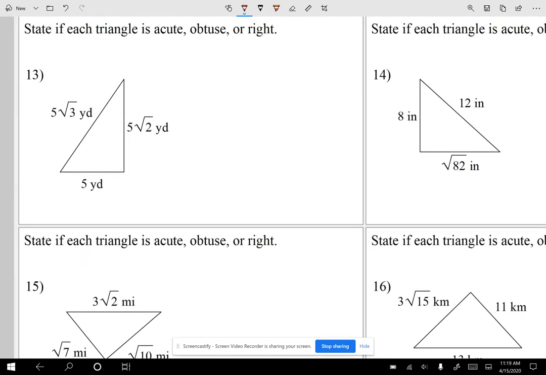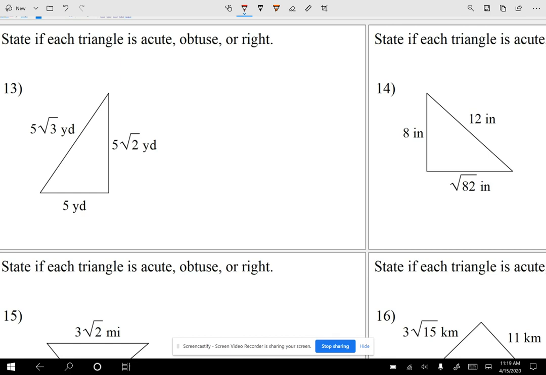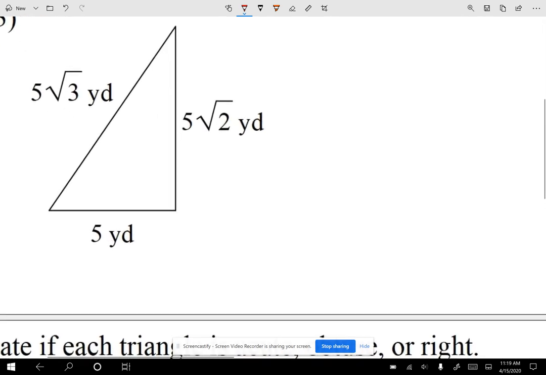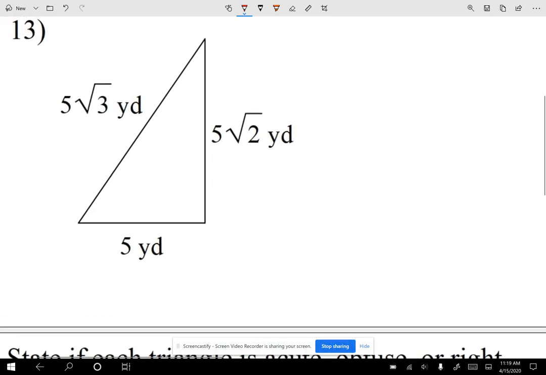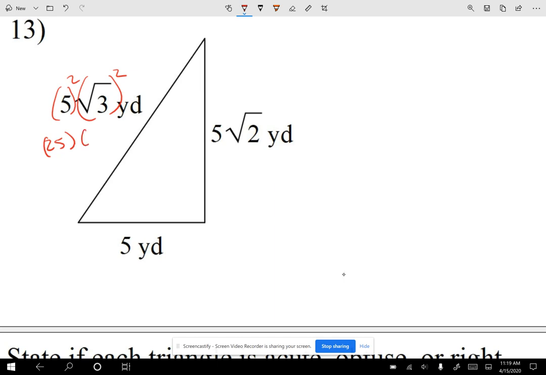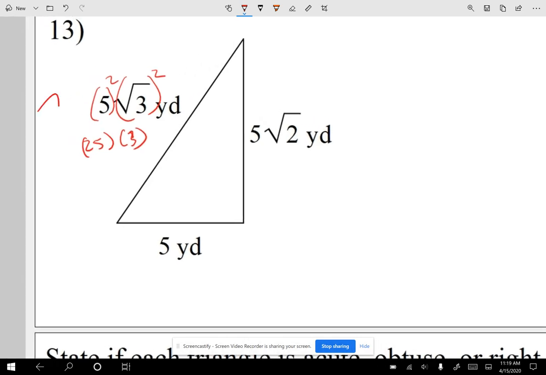All right, so here I need to square each of them, because remember in my equations I always had a squared, b squared, and c squared. I always had everything squared. So let me actually square each of my sides. Looking at question number 13, let me start with this side. If I was to square the 5 by itself, that gives me 25. If I was to square the radical 3, that gives me 3. So both of them combined, that gives me 75. That's what this side is squared.